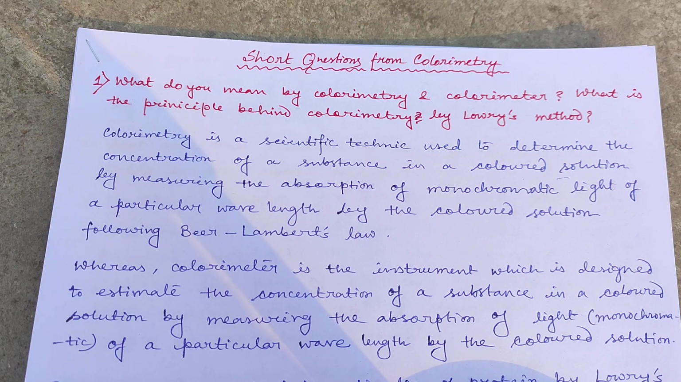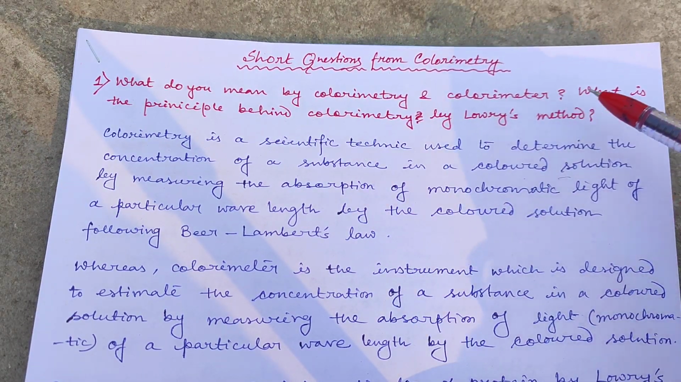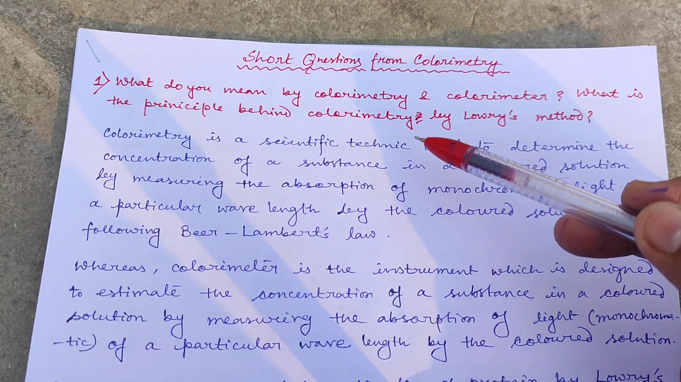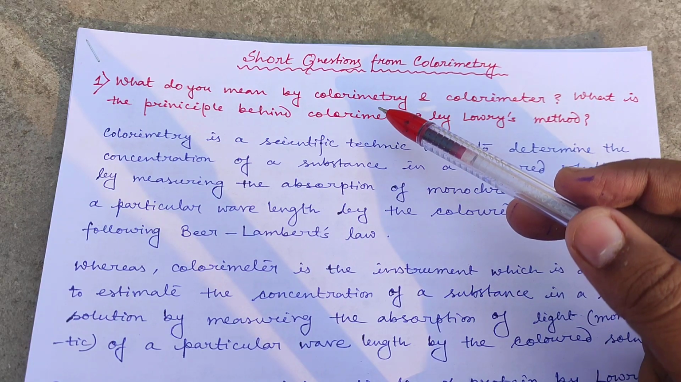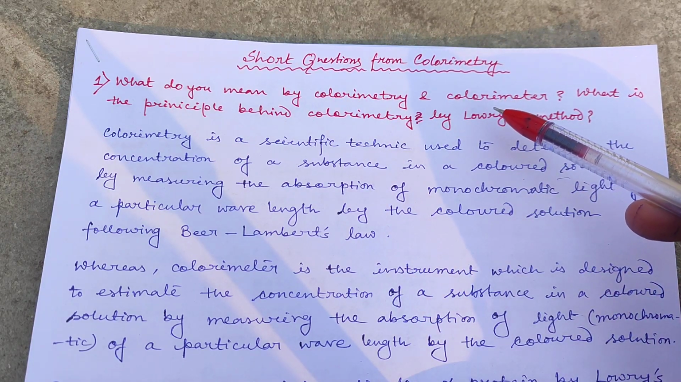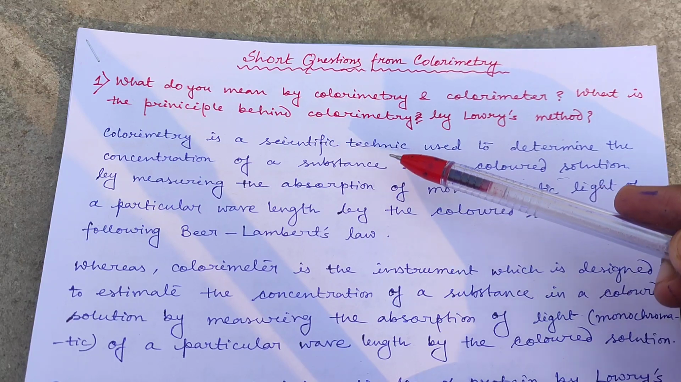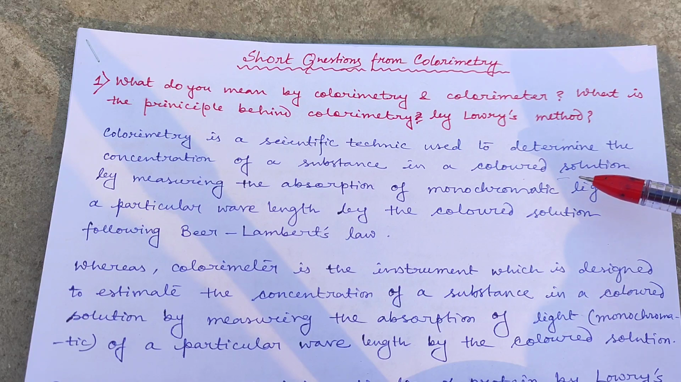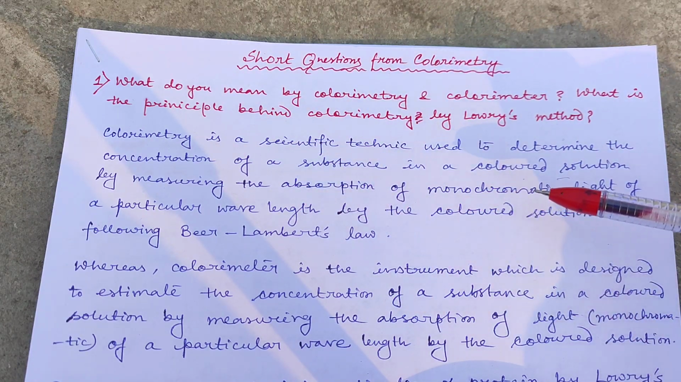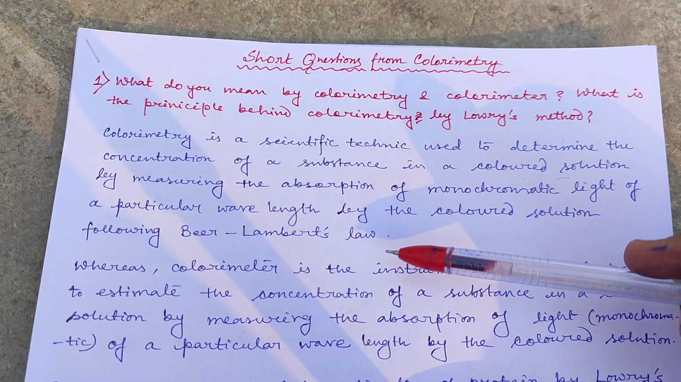So let's begin. The first question asks, what do you mean by colorimetry and colorimeter, and what is the principle behind the colorimetry by Lowry's method? So see, colorimetry is a scientific method, whereas colorimeter is an instrument used for that. Colorimetry is a scientific technique used to determine the concentration of a substance in a colored solution by measuring the absorption of monochromatic light of a particular wavelength by the colored solution following Beer-Lambert's law.